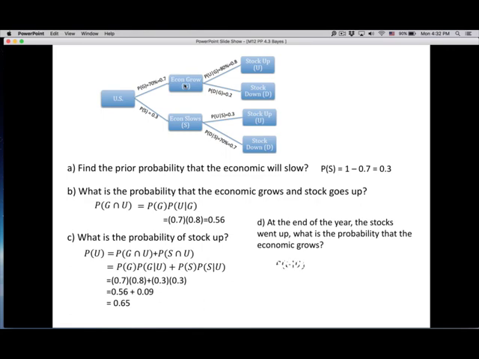So try to work it out first. We are looking for the probability that the economy grows given that the stock went up. Plug into the conditional probability. And again, for the probability that the economy grows and the stock goes up, we'll be using the multiplication rule. And this one, P of U, will be equal to this. We get it from part B and part C already. So that will be Bayes' theorem.